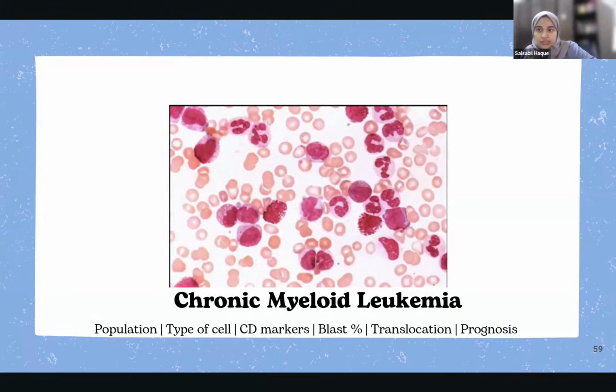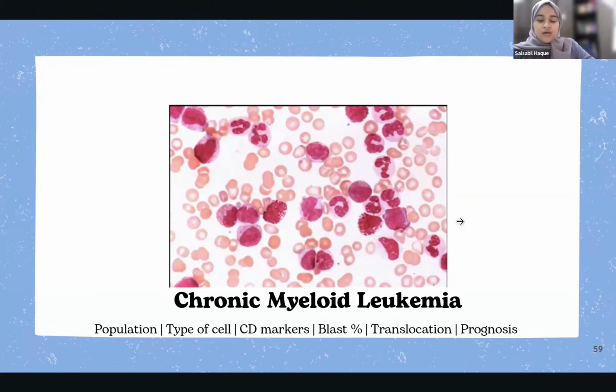Now, because of this Philadelphia chromosome mutation and because of this tyrosine kinase activity, which is increased, what is the treatment that we use? It's going to be tyrosine kinase inhibitors. We use imatinib or nilotinib, specifically dasatinib. Those are tyrosine kinase inhibitors, in case they ask you to write it in the SAQ.